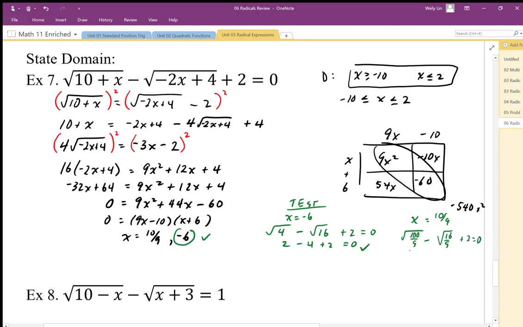What's that going to be? That's going to be 10 over 3 minus 4 over 3. You could do this on your calculator too, but since it's all fractions, I'm just going to do it by hand. So we're going to end up with 6 over 3 plus 2 equals 0. That's not true, because 2 plus 2 is not equal to 0, so we know that this one is extraneous. So that's our extraneous solution here.